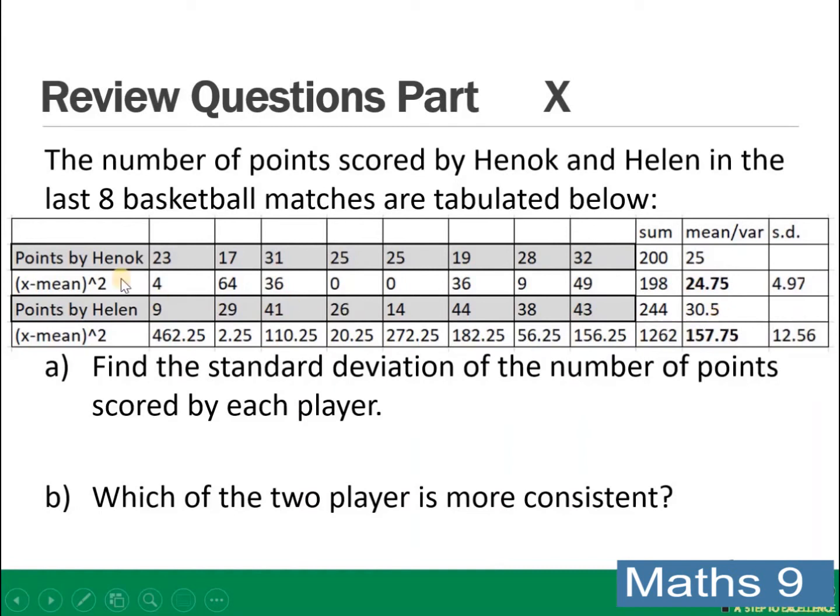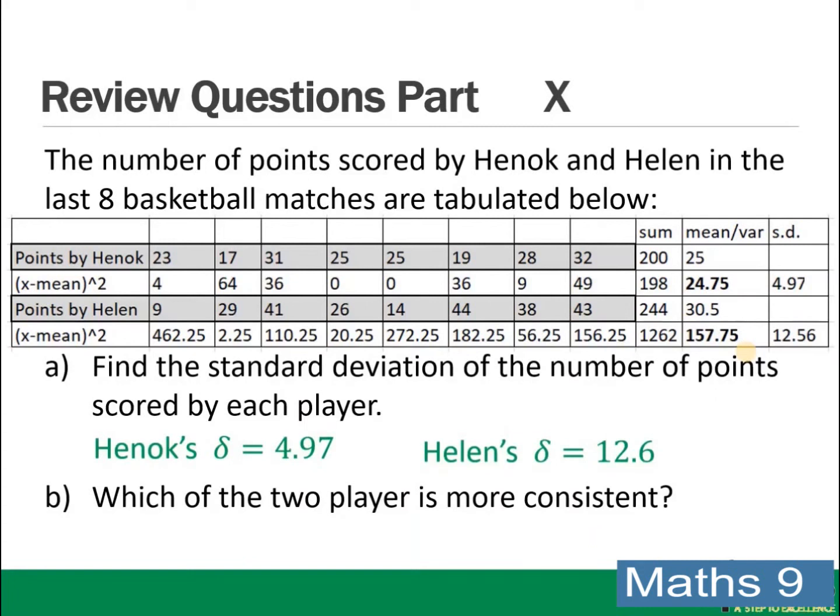Now that we've got these means, we can find the squared differences between the data points and the means, which is in this row here, and add all of these up to get 198, and divide by 8 to get a variance of 24.75, and the same for Helen here, a variance of 157.75. The standard deviation is equal to the square root of the variance. So Henok's standard deviation is 4.97 and Helen's standard deviation is 12.6.